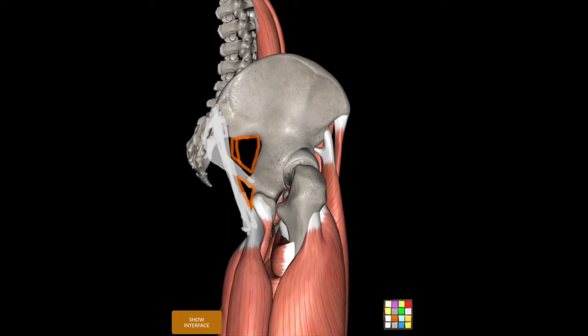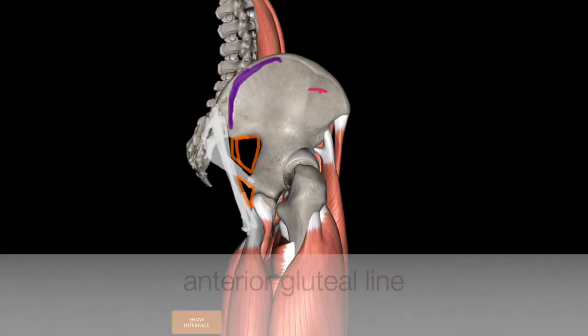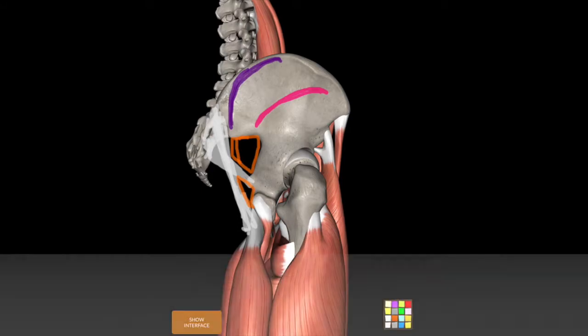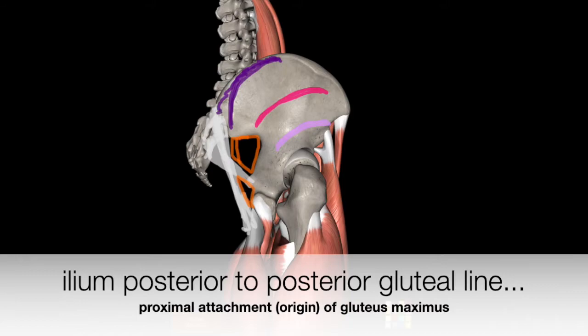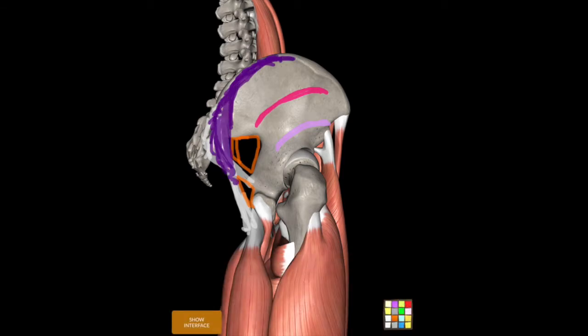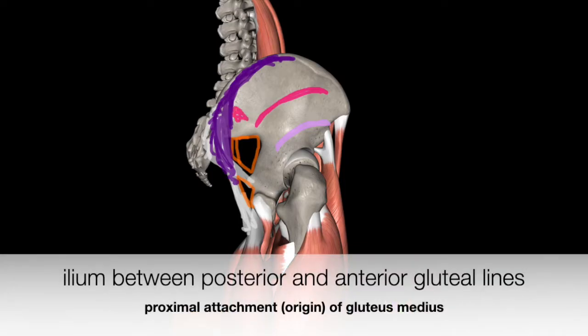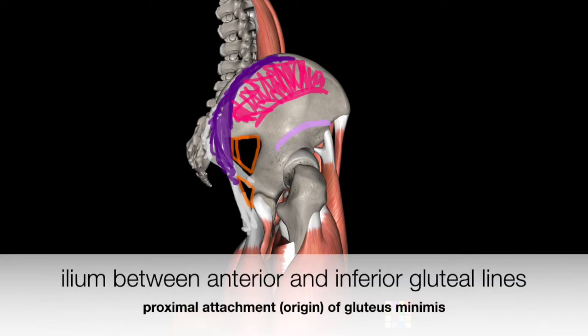You might also recall that there are gluteal lines: a posterior gluteal line here, an anterior gluteal line, and a third inferior gluteal line here. And the gluteal muscles attach in relation to these lines. Gluteus maximus attaches behind and above the posterior gluteal line and onto the sacrotuberous ligament. Gluteus medius attaches between the anterior and posterior gluteal lines. And gluteus minimus attaches between the anterior and inferior gluteal lines.